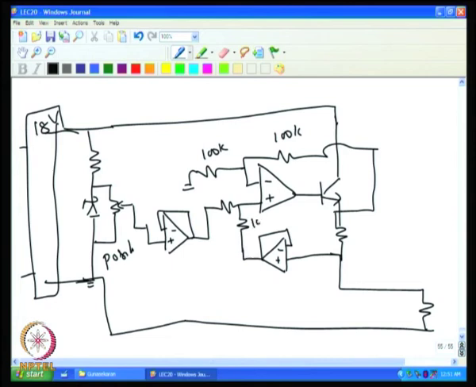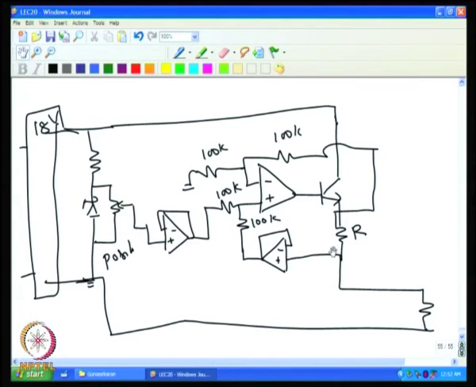So, we have this 100k and 100k is kept. All 4 resistors are equal, but if you compare with our earlier circuit, now we have added these 2 voltage followers, because this voltage follower does not load this resistance. Similarly, this voltage follower does not load this potentiometer. Because of that, the accuracy of the circuit is improved, because the input impedance given by the voltage follower is very high.